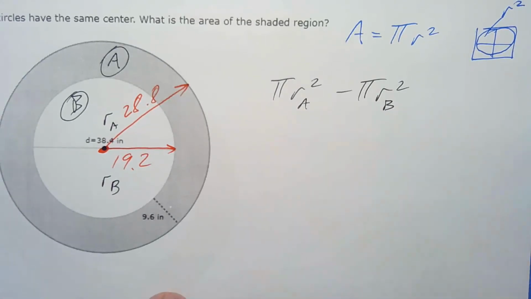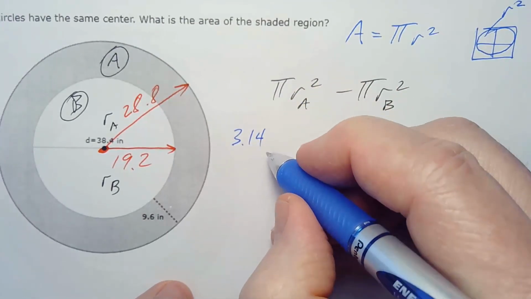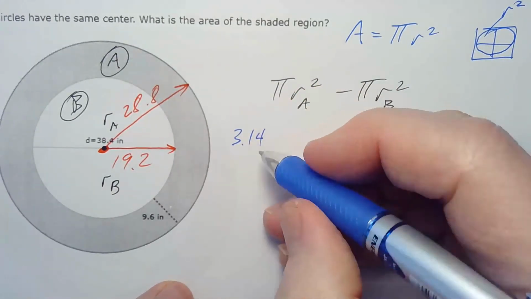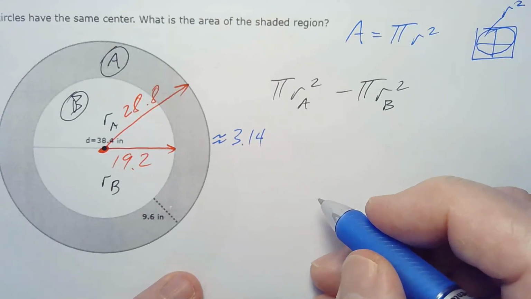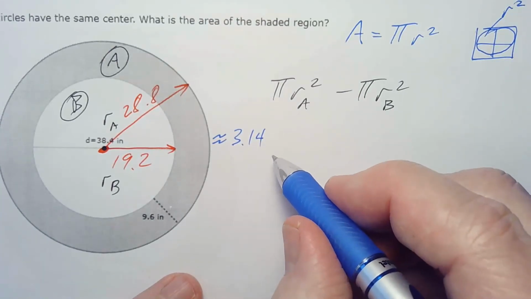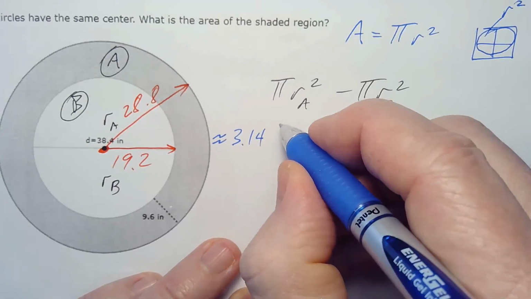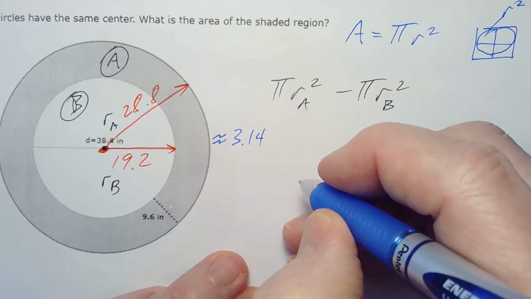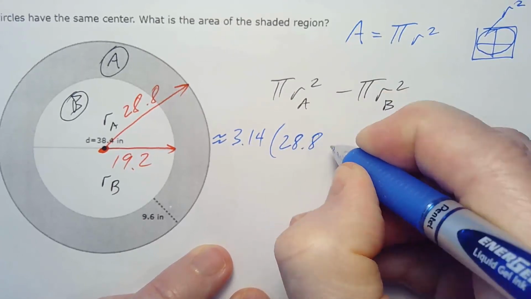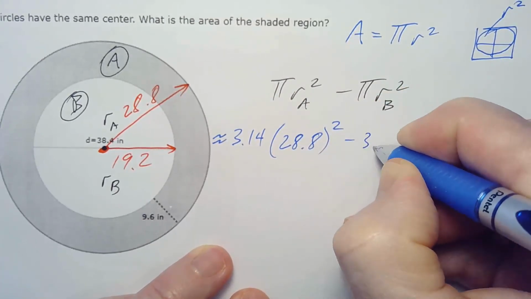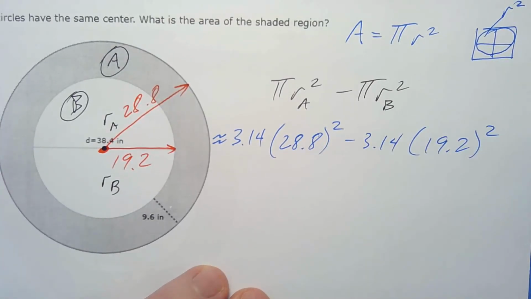Okay, and so now we just get to start substituting everything. So I get 3.14, and what you notice is most of these problems we're just going to assume 3.14. That's a pretty common approximation for pi, but just to be clear, it is an approximation. You know, it's not perfect, but probably for most things you're going to need to do in your life, that's going to be close enough, and you're going to be really happy with the results. Okay, so I've got R sub A squared. Now again, we've got 28.8, the whole thing squared. Again, minus 3.14 times 19.2 squared. Okay. All right.